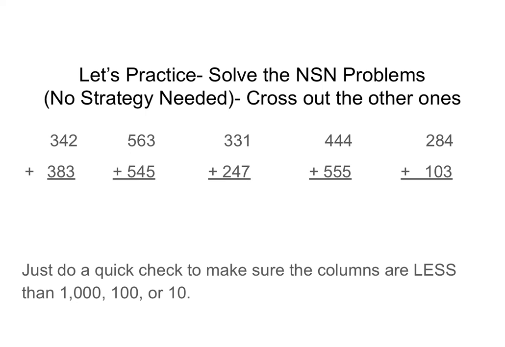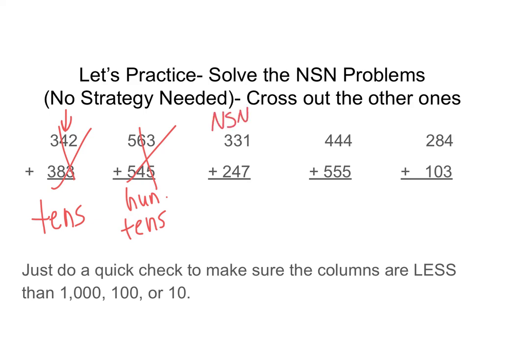All right, same thing, practice. And now let's check. Did you notice the tens column? So we'll cross it out and write tens problem. Oh, did you notice the hundreds and the tens? Oh, we can solve this one. Everything is below that 10. So 578. NSN 999. And NSN 387.